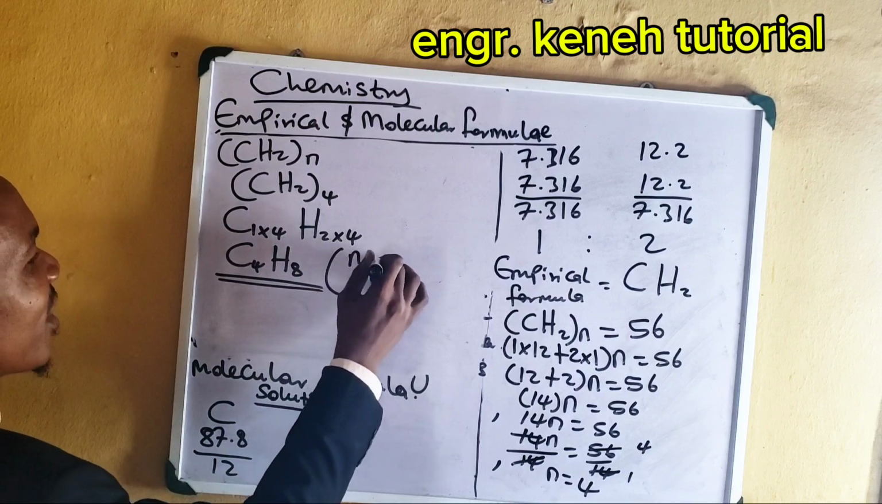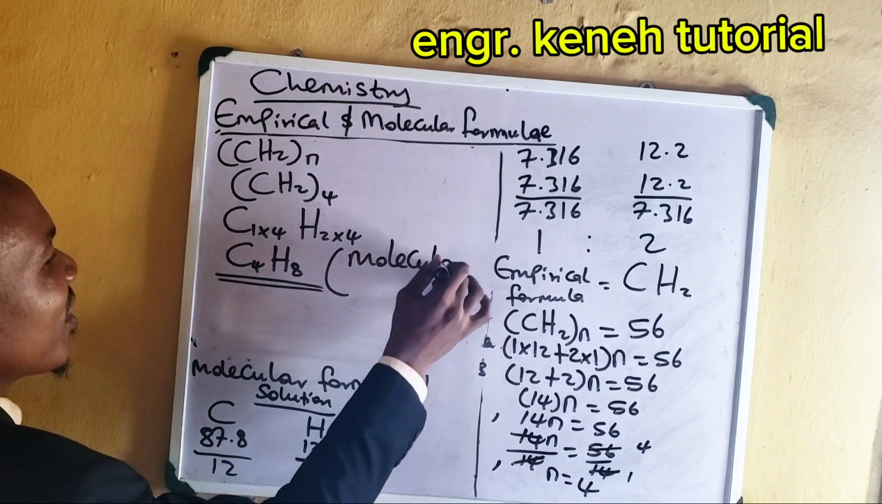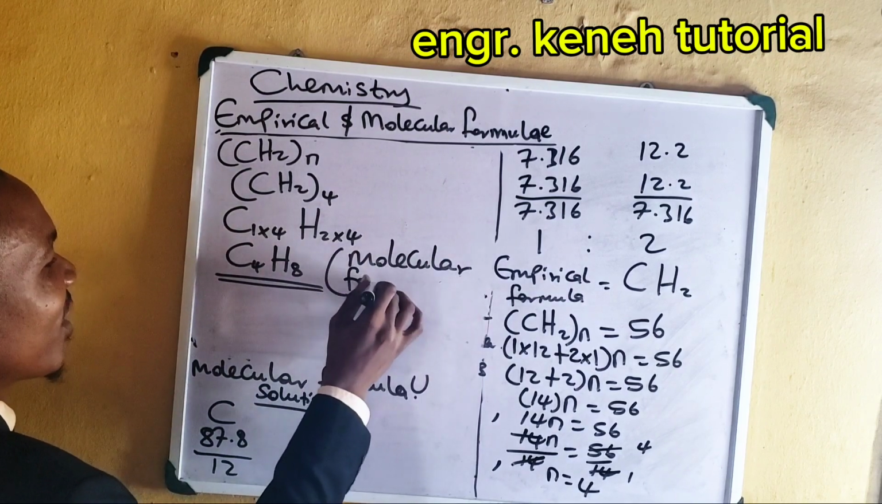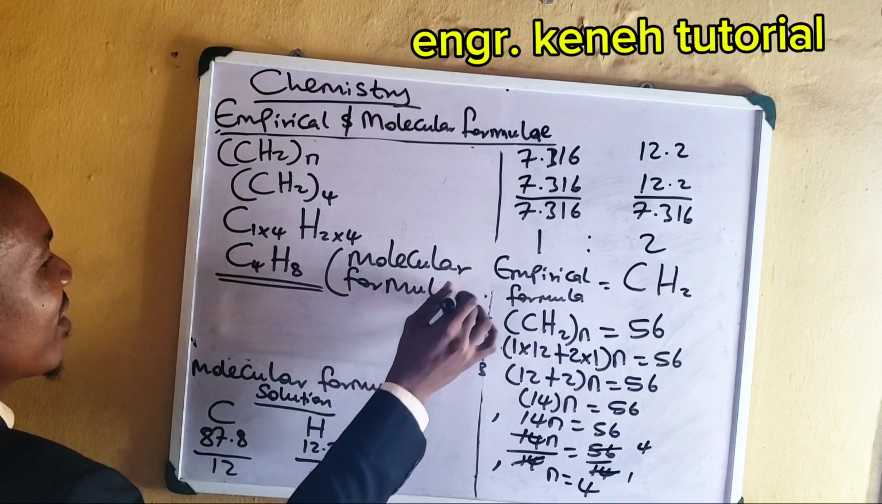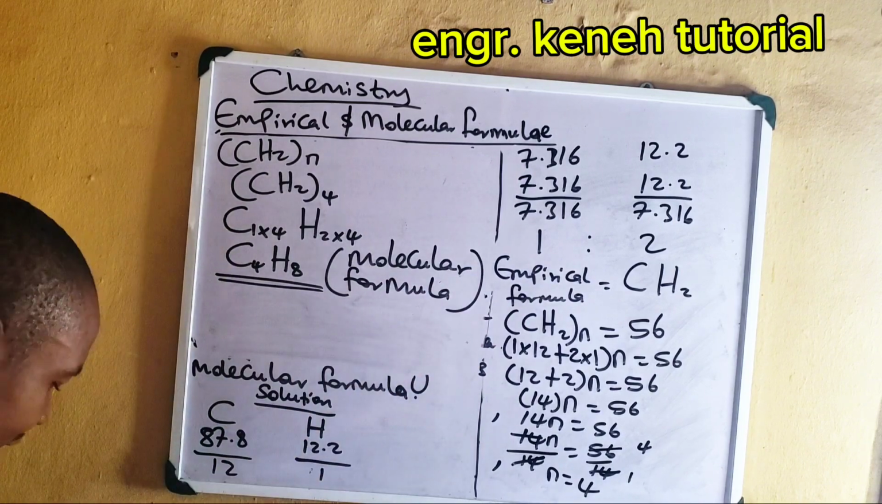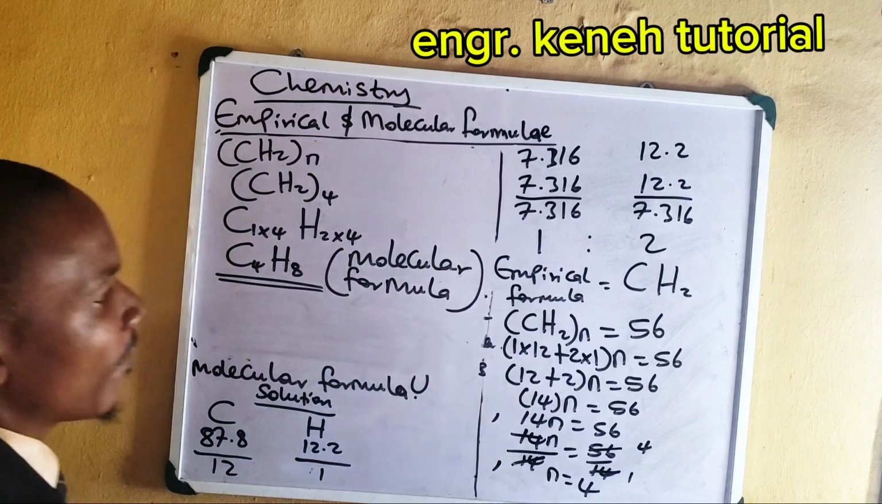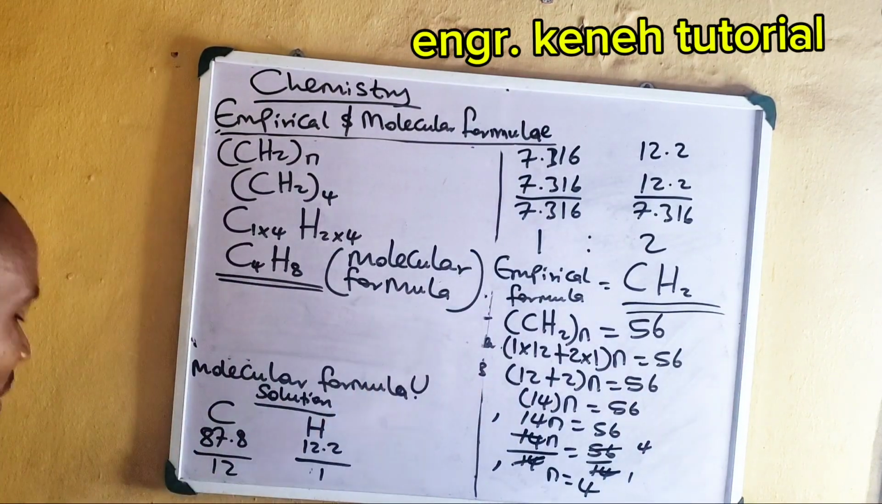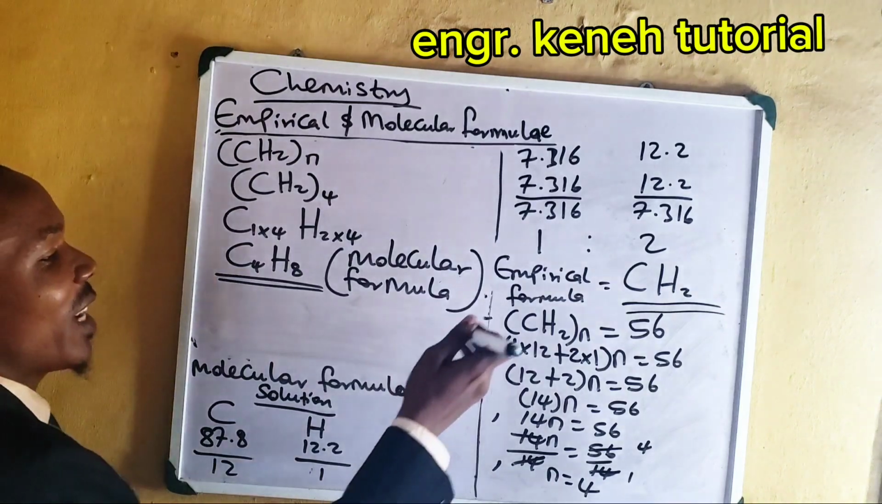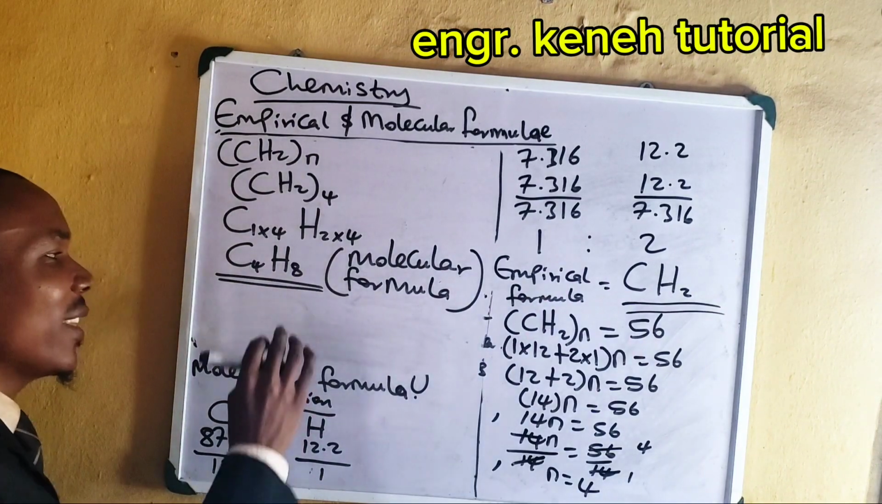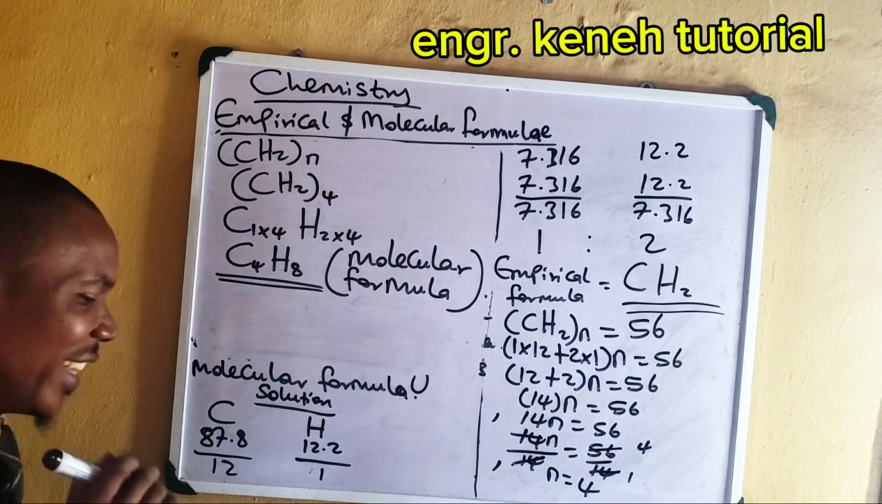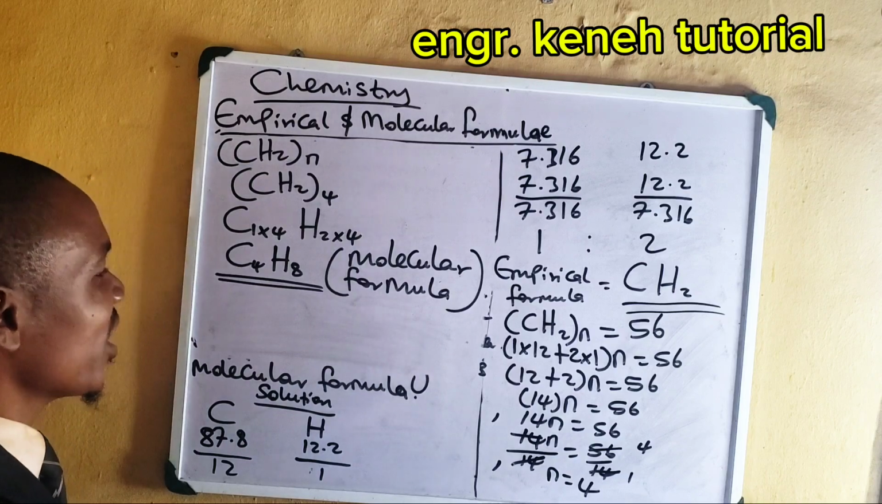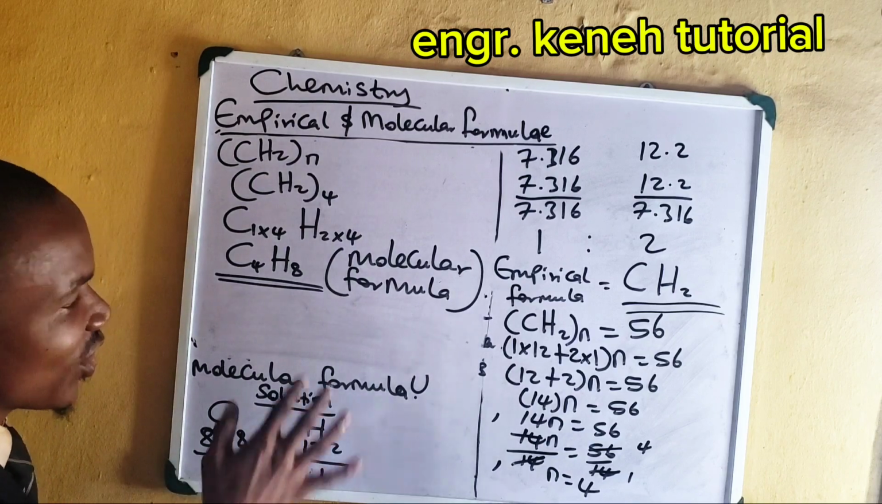So this will give me the molecular formula we are talking about. Can you see it? That is it. So we have the empirical formula to be this, and we have the molecular formula to be this. I told you that the empirical formula is when you reduce to the lowest term, while the molecular formula will give you the actual value of each content, the atomic content of that compound.